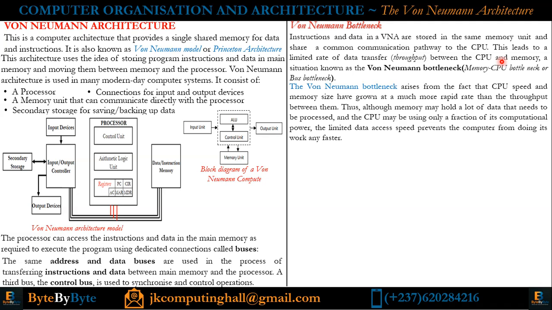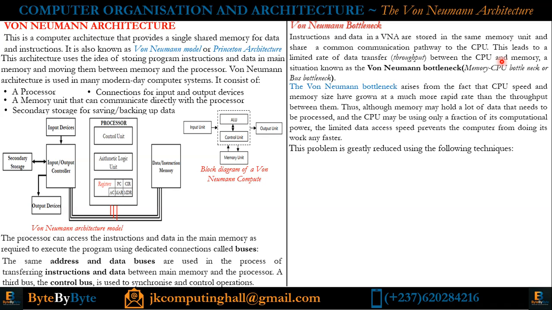What does that mean? Although the size and the speed of the computer have increased, the rate at which data is being processed remains limited because of the only pathway that exists between the processor and the memory unit. And this situation is what we call the von Neumann bottleneck. It prevents the computer from doing its work faster.